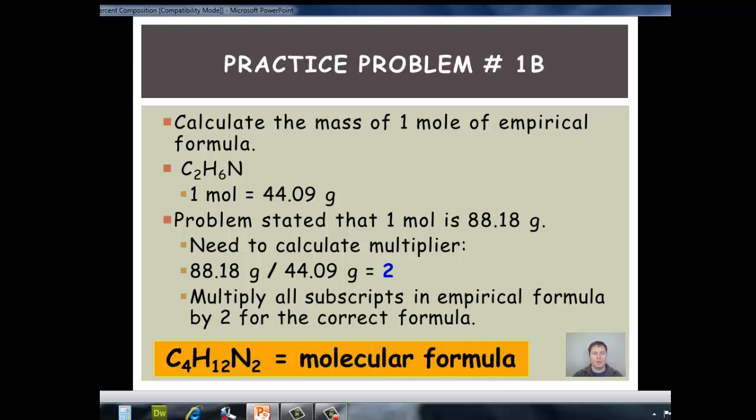So when we do that, we end up with C4H12N2, and that's our molecular formula. So pretty easy. We do need to know the molecular mass, or the molar mass, of the molecular formula to be able to do this.